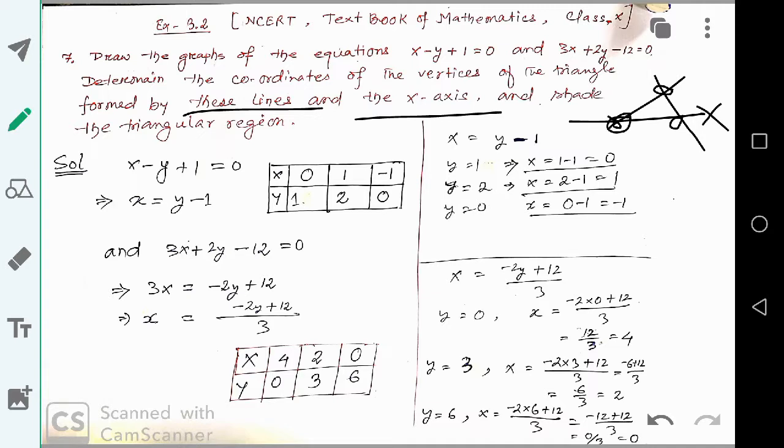We have to determine the vertices of this triangle. What will be the vertices? And then we have to shade the triangular region. So let's first draw the graph of these two equations.